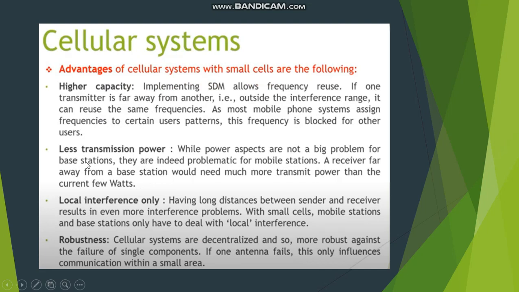Next is less transmission power. While power aspects are not a big problem for base stations, they are indeed problematic for mobile stations. A receiver far away from base station would need much more transmit power than the current few watts. तो obvious है कि less transmission power मतलब ये प्रॉब्लमैटिक सिर्फ मोबाइल स्टेशंस के लिए होता है.